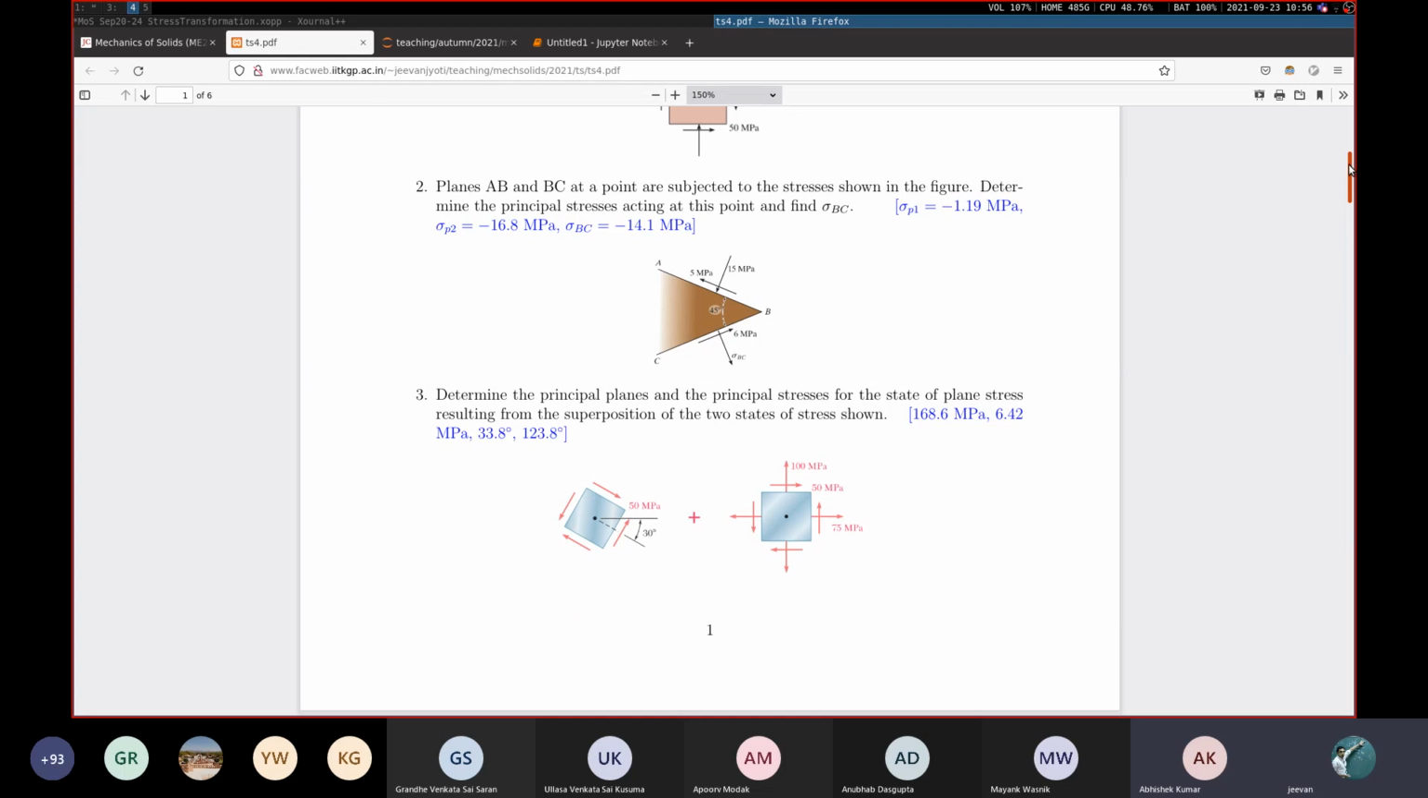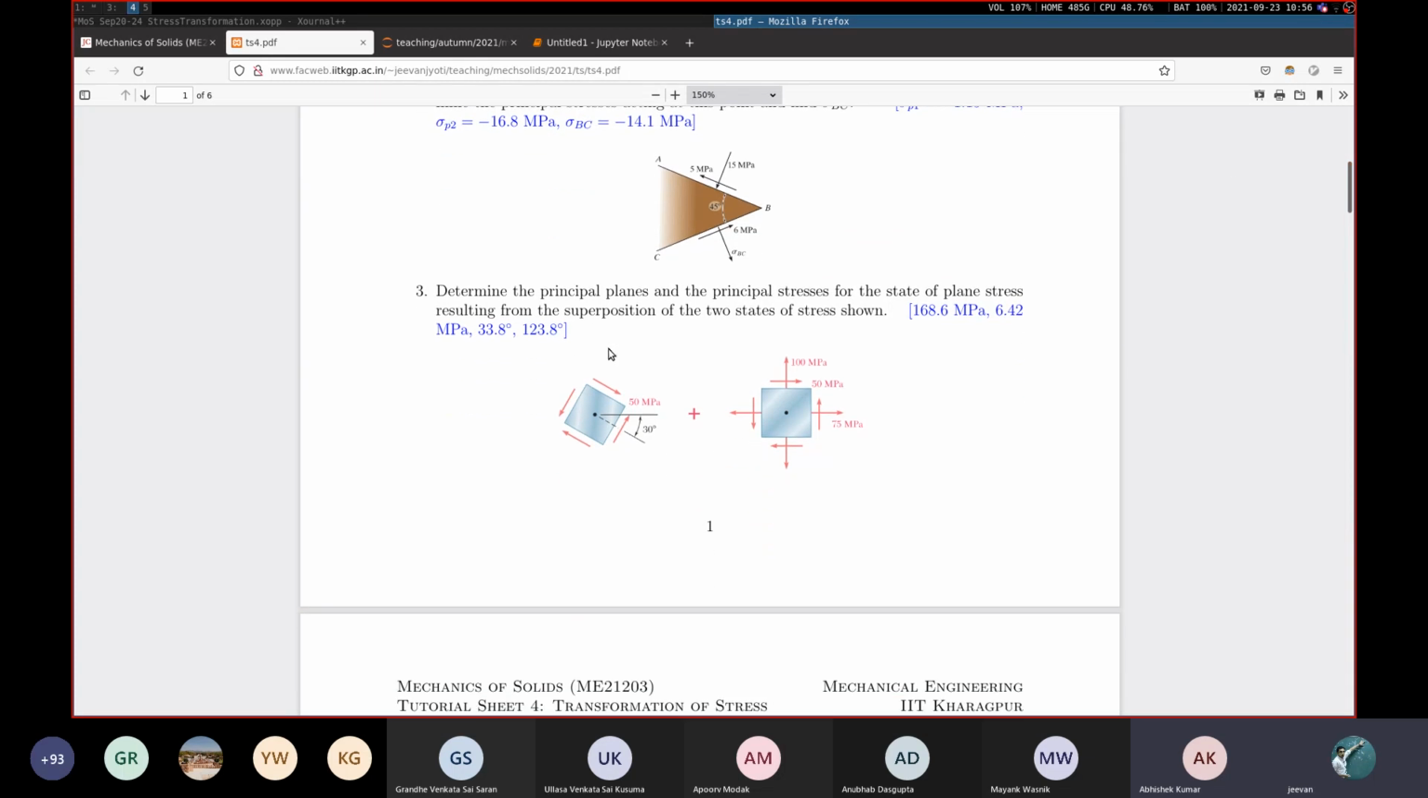I have a couple of minutes left. Please read this question. It's a slightly tricky question, but it's not difficult. Can you figure out how to solve this problem? Question number 3.